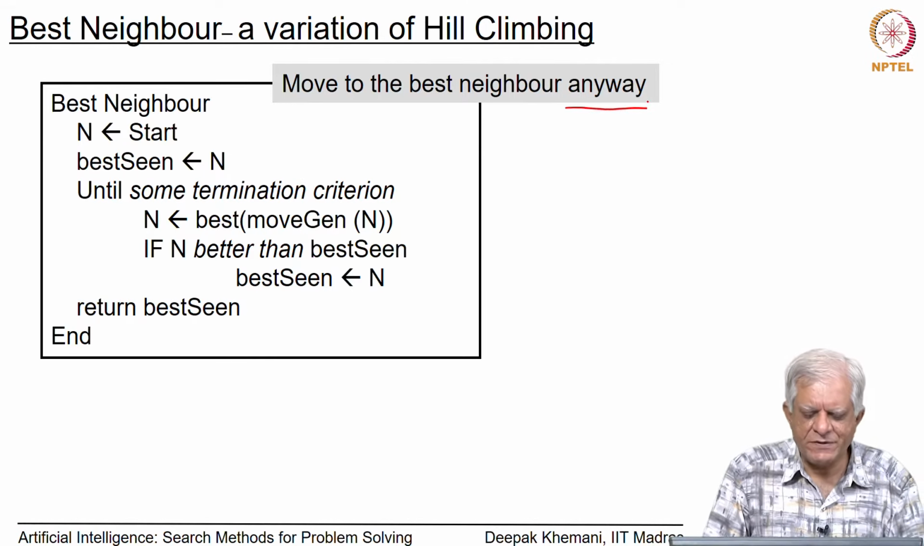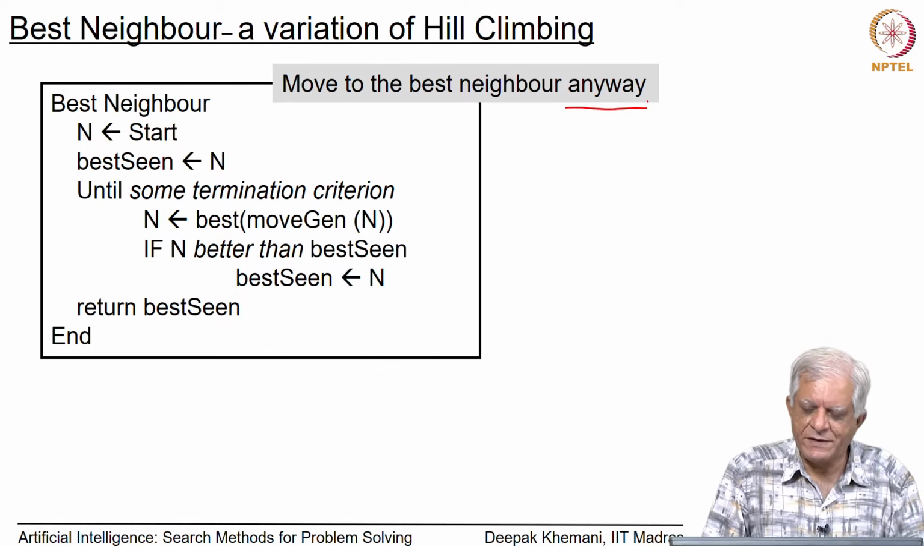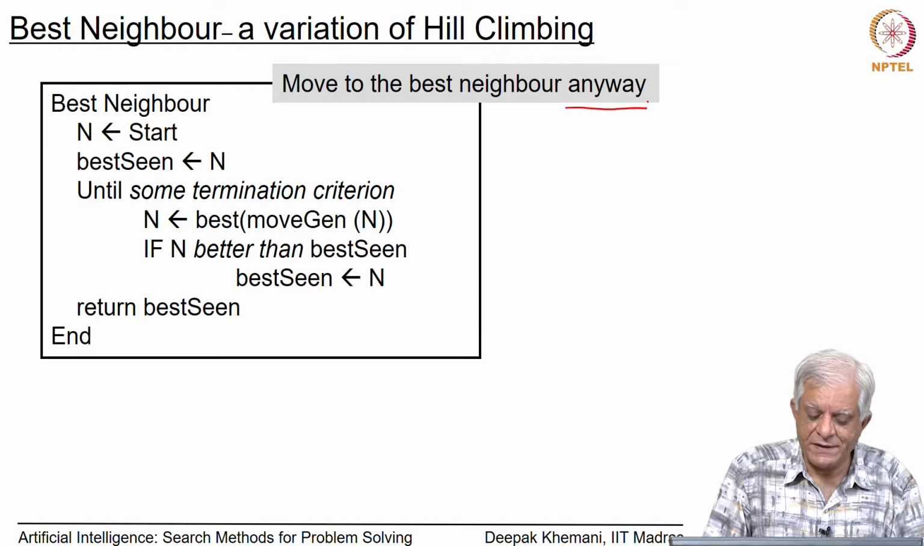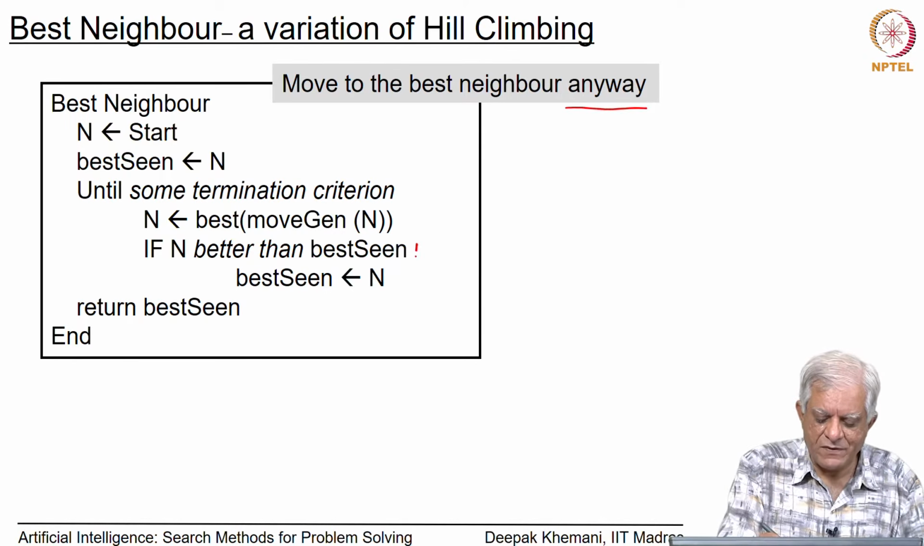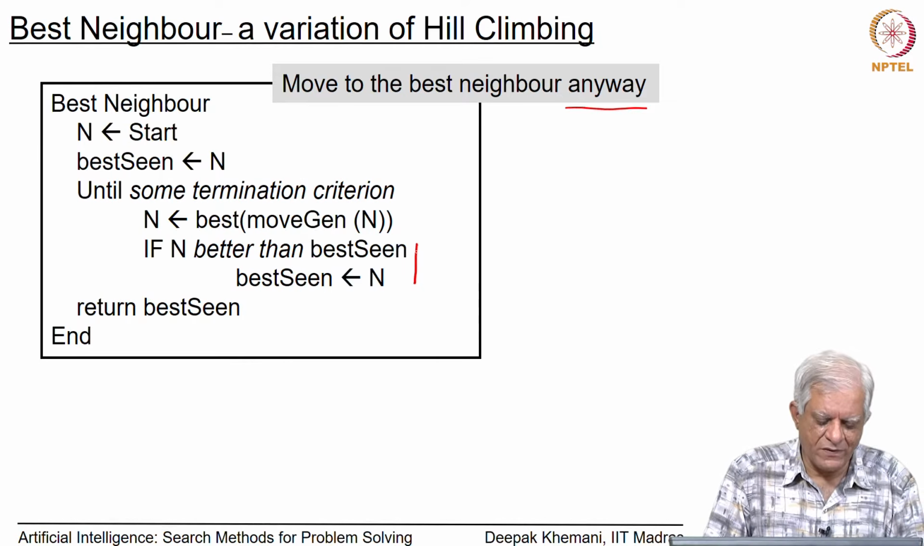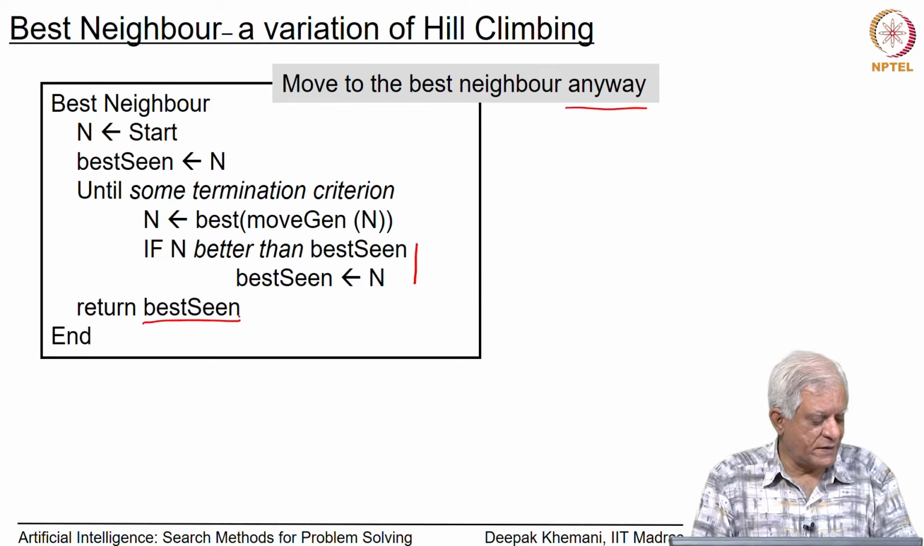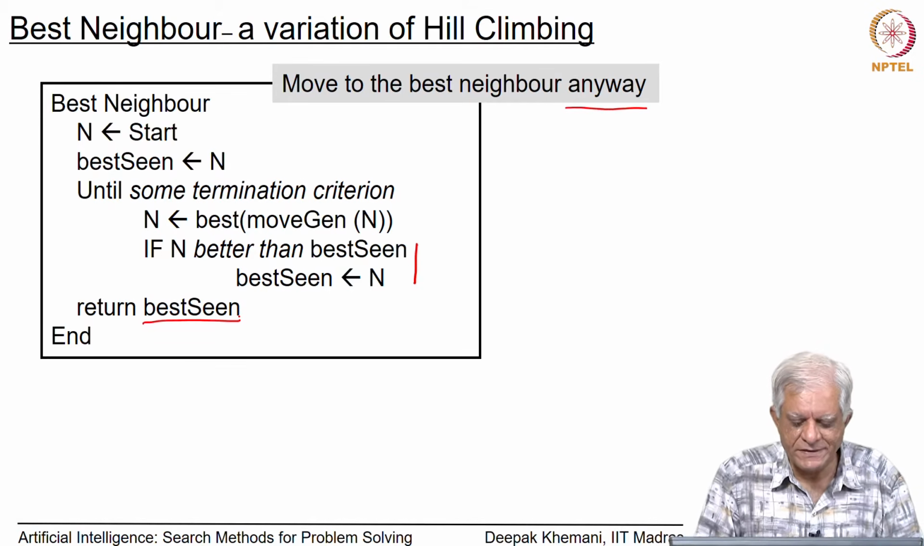So, some such criteria which tells you when to stop. You simply keep moving to the best neighbor, irrespective of whether it is better than the current node or not. But what you do is to keep track of the best, so that whenever you see a better node, you remember that this was the best node you have found, and in the end you return the best node that you have seen throughout your journey.